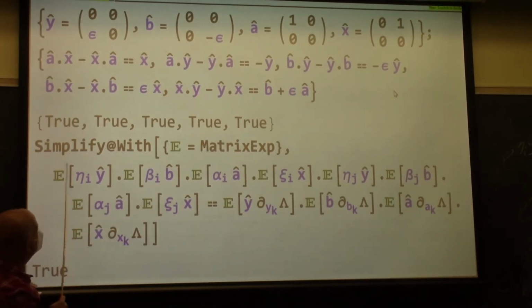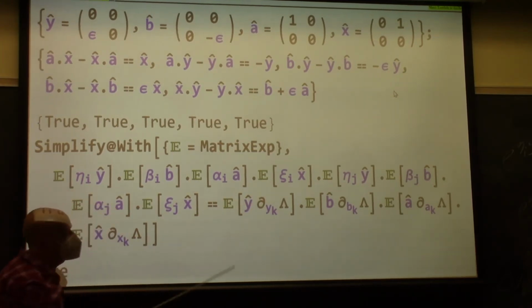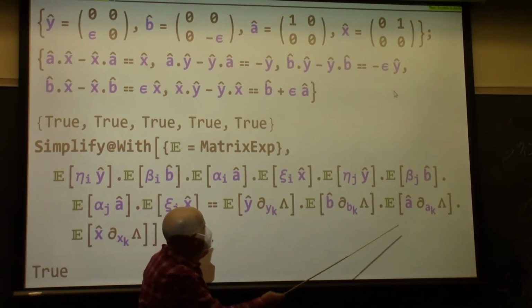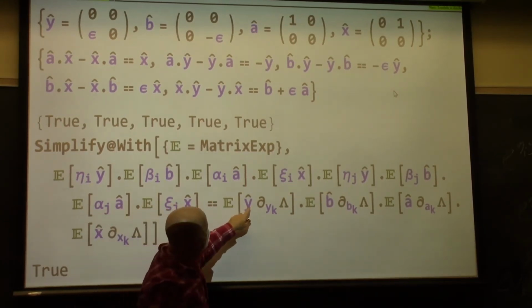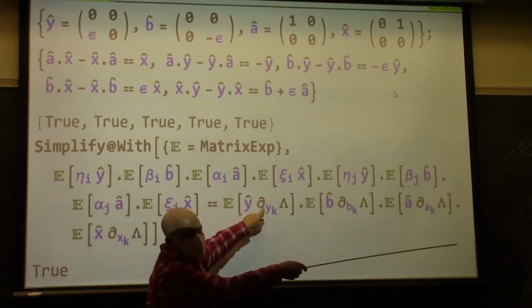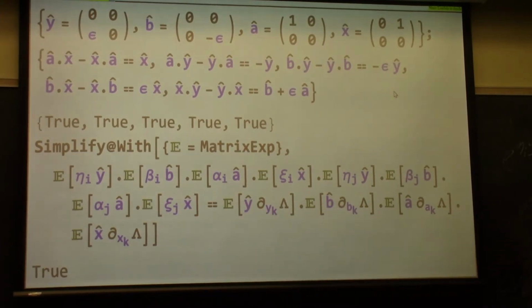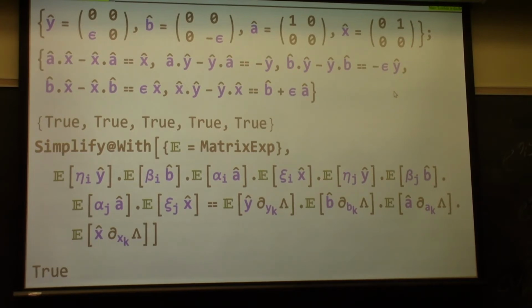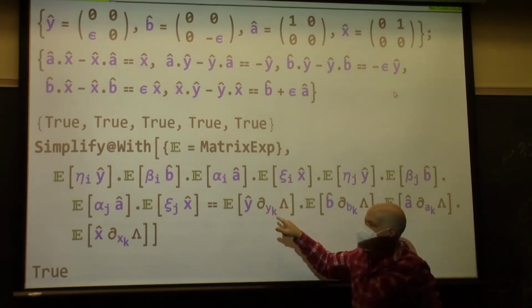So here is the product of the 8 exponentials of the left-hand side, and here is the product of the 4 exponentials of the right-hand side. So the exponential of y hat times what I called lambda y over there. But lambda y is just the derivative with respect to yk of lambda, because lambda is just a linear combination of the y's, of the variables. So the derivative with respect to yk of lambda is lambda y. So I just wrote del yk of lambda.